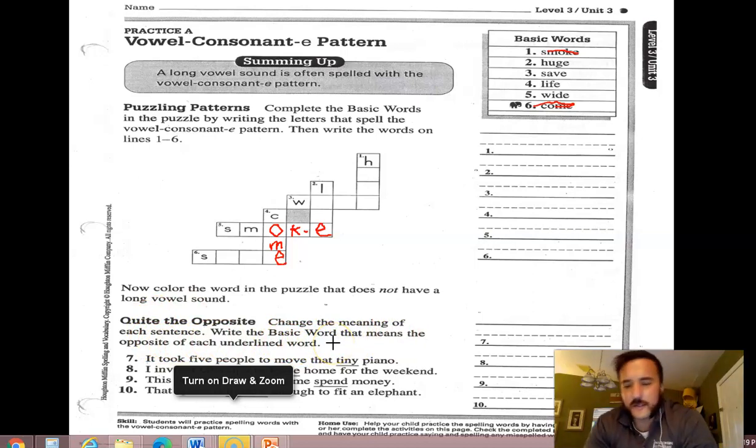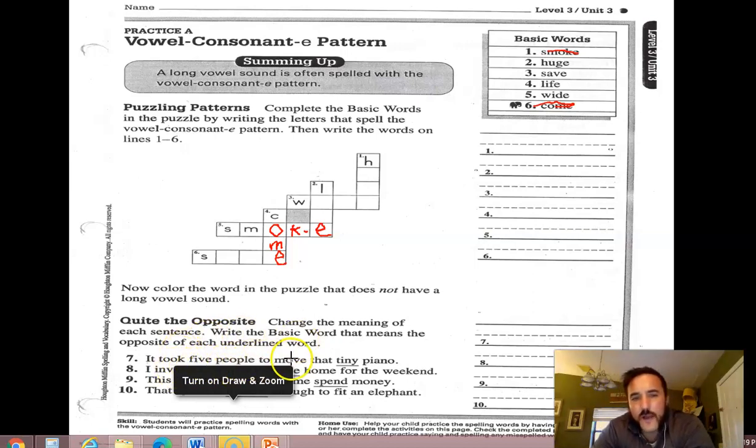Opposite word is a big fancy pants word. It's called an antonym. It's the opposite, right? Opposite of tall is short. Opposite of big is small. Opposite of hot is cold. That's what opposite words or antonyms are. So that's what you're doing.